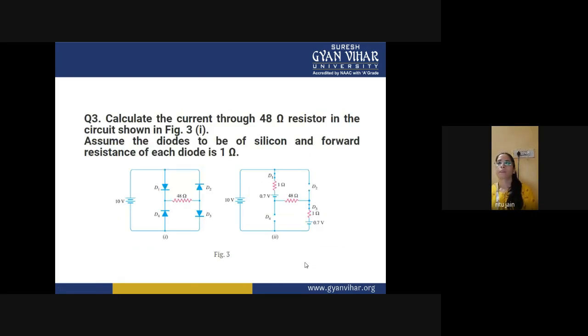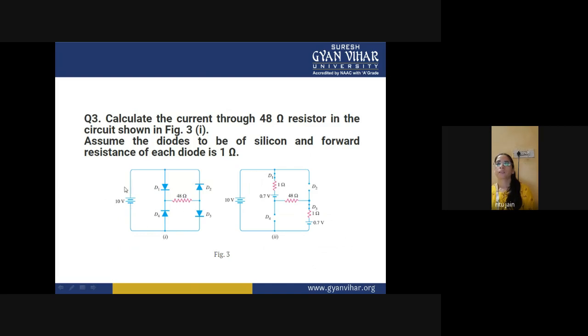Okay. Now the next question, which is very important: calculate the current through the 48 ohm resistor in the circuit shown in the figure. Assume the diode to be of silicon and the forward resistance of each diode is 1 ohm. So the forward resistance of the diode is given, that is 1 ohm, and you have to find out the current which is flowing through this diode.